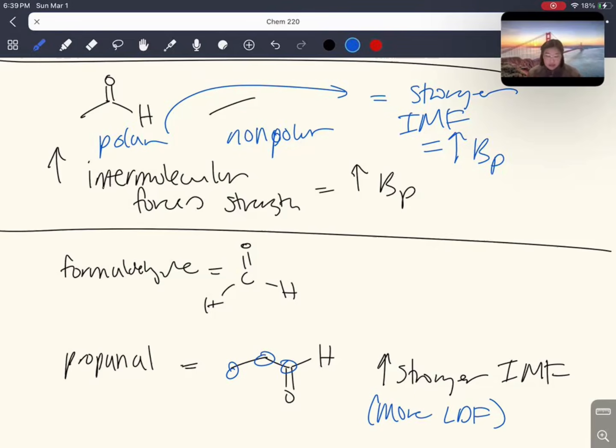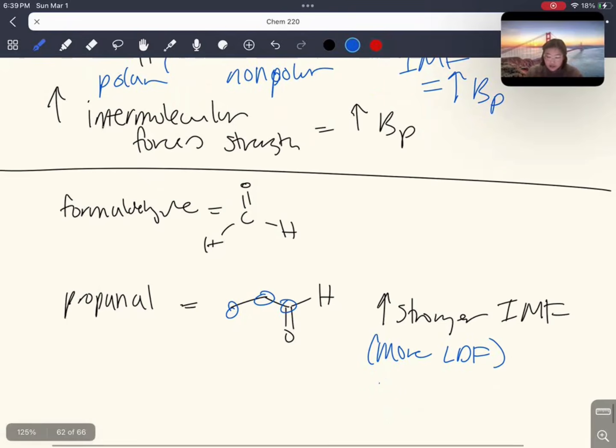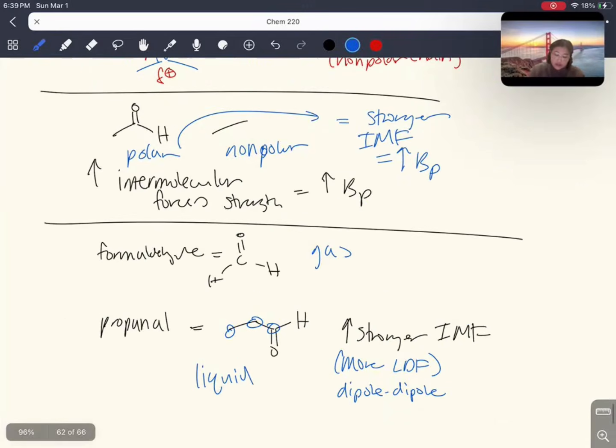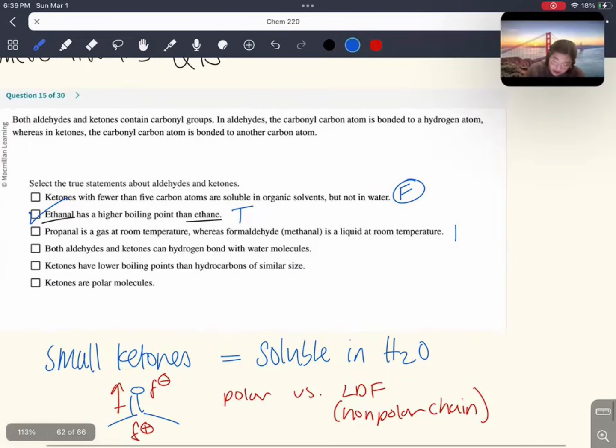So more LDF means stronger intermolecular forces overall. Actually, if you look it up, formaldehyde is a gas at room temperature while propanal is a liquid. So this statement is false because the reverse is actually true.